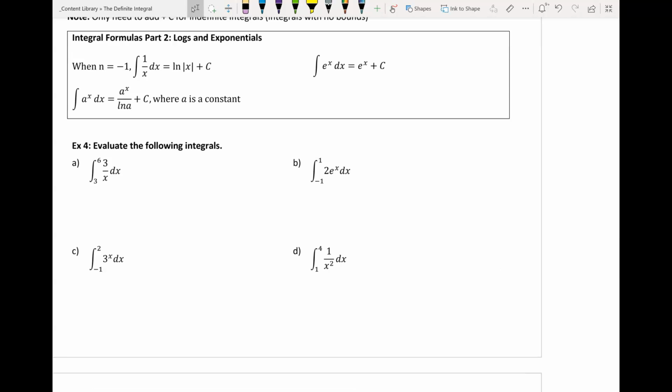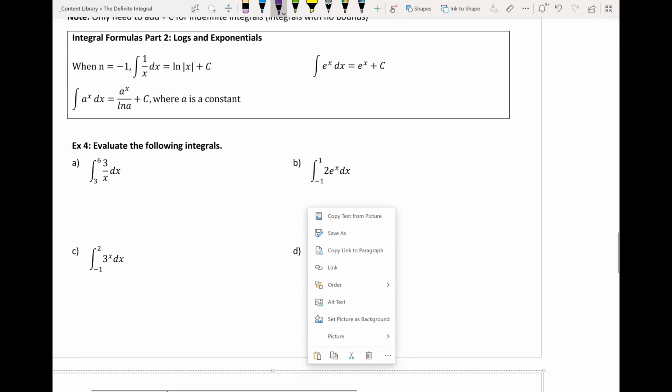Okay, so let's look at taking the integral of logs and exponentials. So we know the derivative of ln x is 1 over x. That's why that's your antiderivative for 1 over x. And then we also add a plus c because we could have had any constant in there and it would be the same derivative. So it could have been ln x plus 1. Well, that's still giving me a derivative of 1 over x.